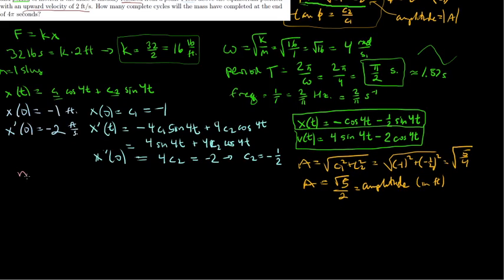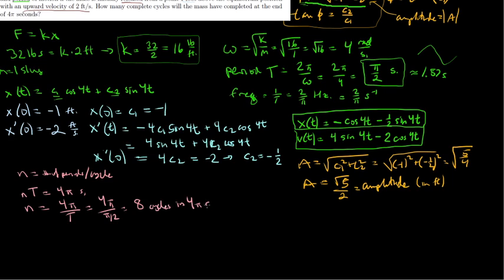So the number of periods, let's just call it n. So the number of periods times each period has to be 4 pi seconds. So n, the number of periods, is just 4 pi divided by T, which is just 4 pi divided by pi over 2, which should be 8. The pi's cancel. 4 times 2 is 8. So I think we get 8 complete cycles or 8 periods in 4 pi seconds.